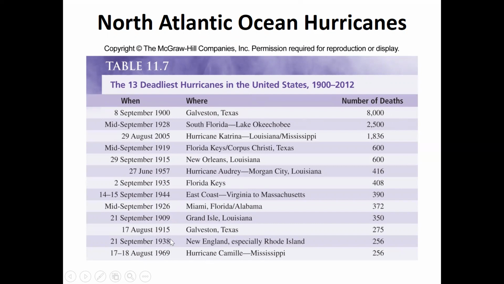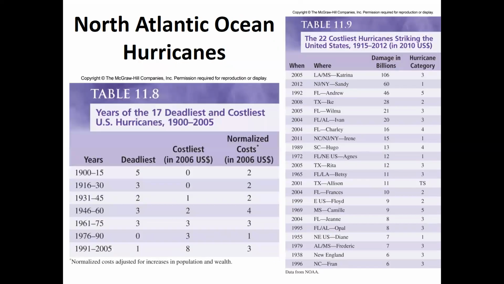Here's the hurricane in 1938 that hit New England, especially Rhode Island, and 256 people were killed in that hurricane. And it's interesting, in different parts of Rhode Island you can still see ruins from the structures that were destroyed during the hurricane.